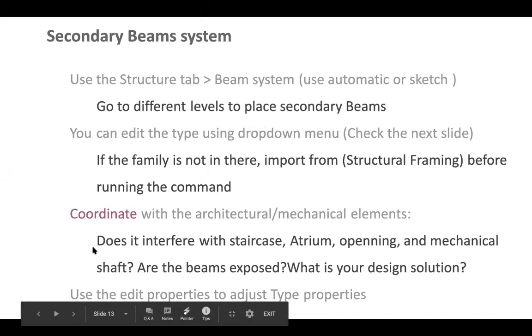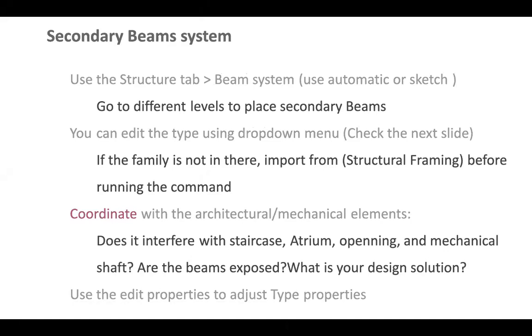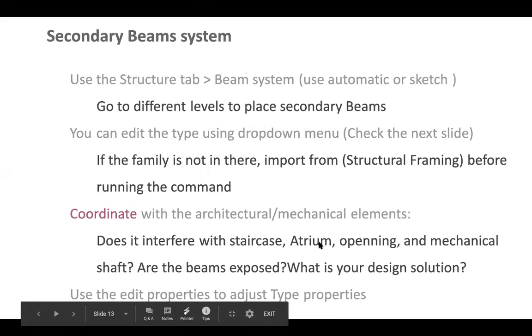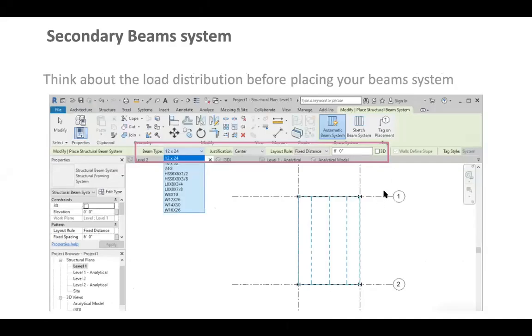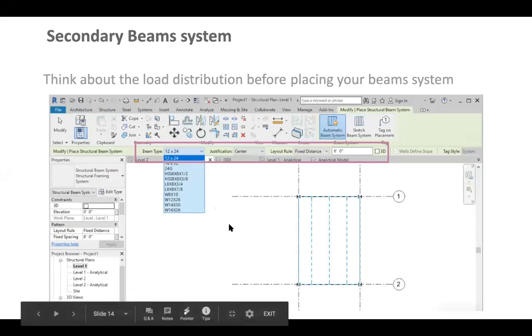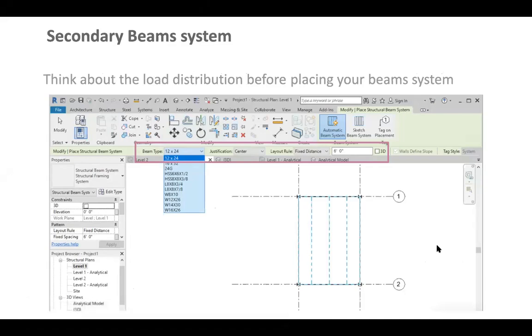The secondary beam is not different from the beam system that you have. The main coordination you have to do is with your architectural or mechanical elements. If they are exposed, do you have any solution for that? Is it in the middle of an atrium? These are the types of questions you have to ask yourself. Here in the slide, I go through the part that I just went through, and I put it here for you to review when you want to do this part.